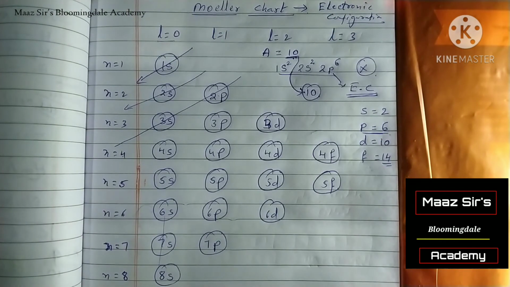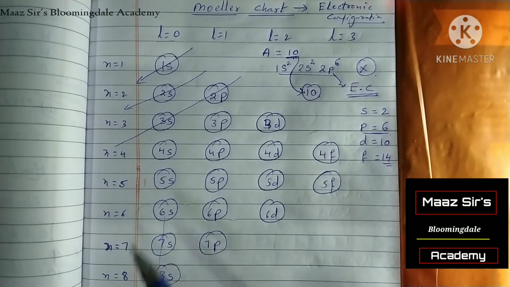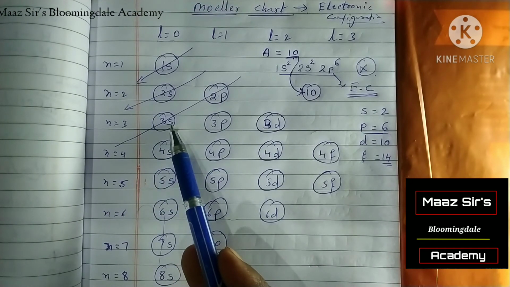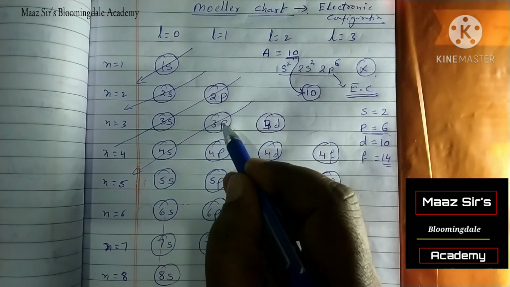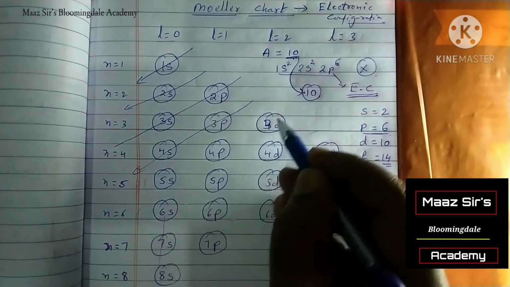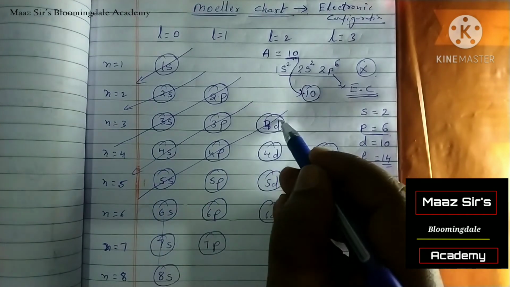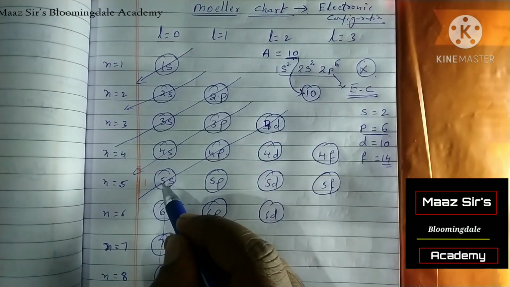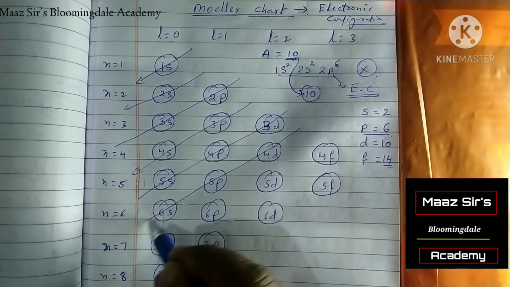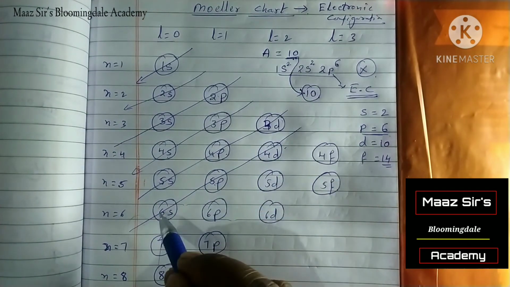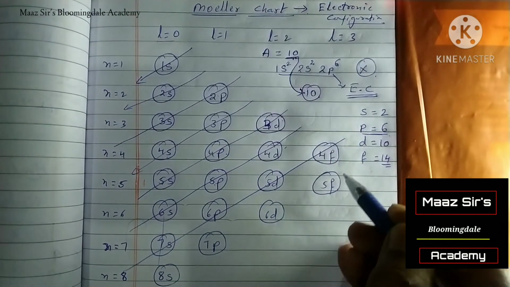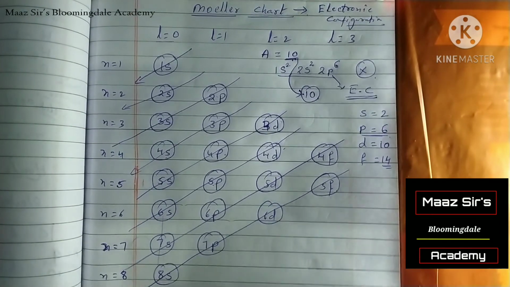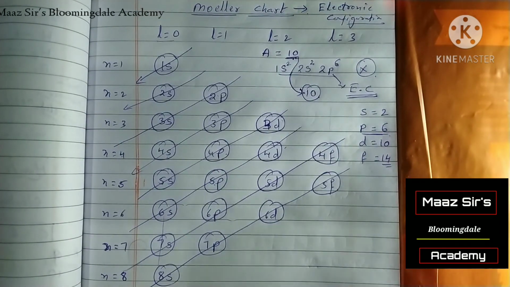Is it clear? Like this, next the electron will enter into 3s. Then afterwards, it will enter into 3p, 4s. Similarly, 3d, 4p, 5s. 4d, 5p, 6s. So like this, the electrons will be entering. Is it clear?